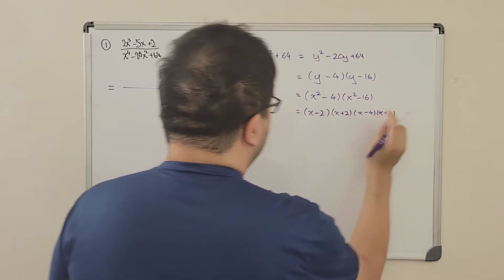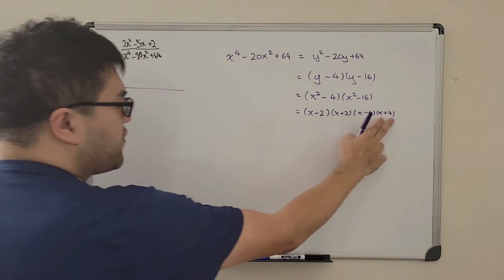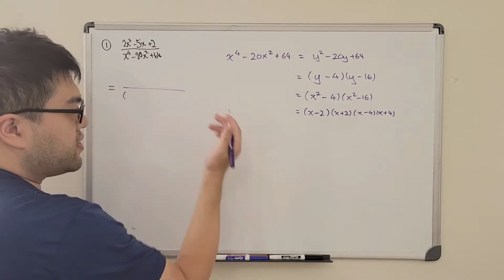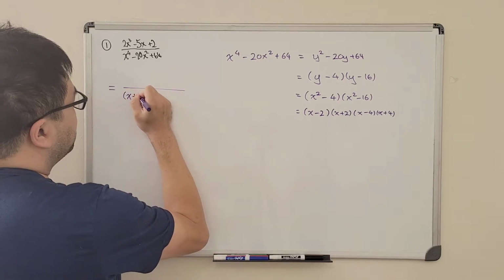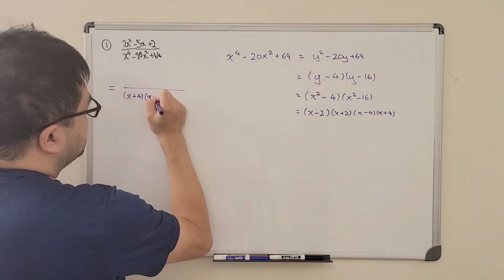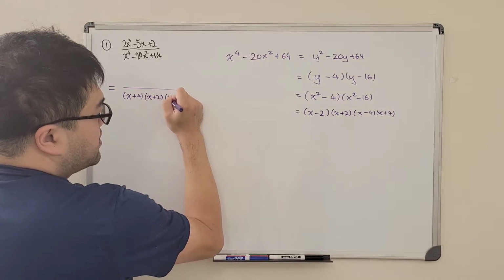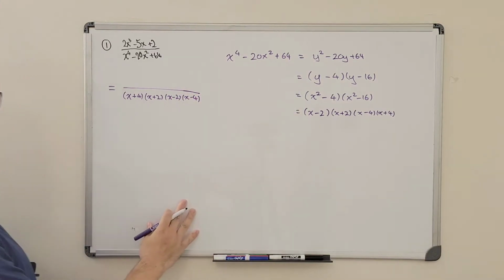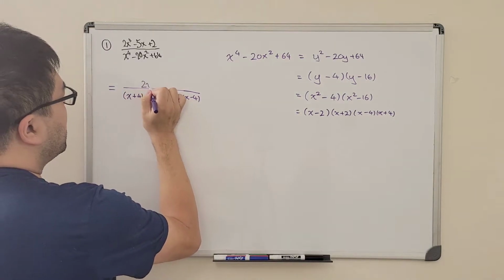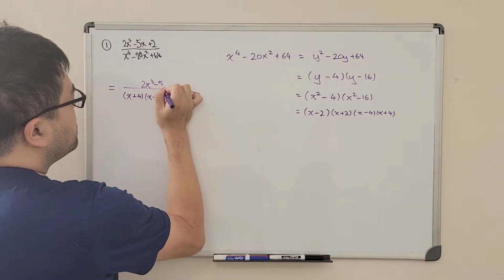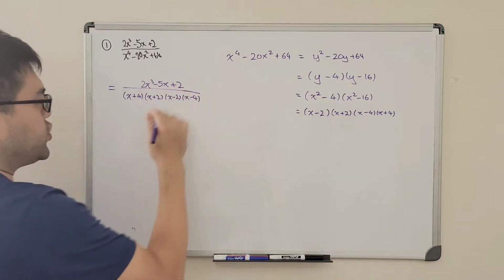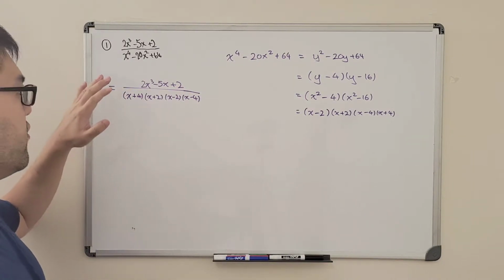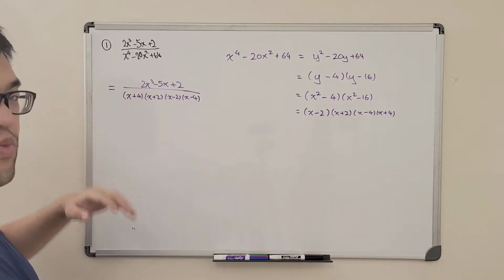Now I'm going to rearrange the order of the factors so that we write them in increasing order: x plus 4 times x plus 2 times x minus 2 times x minus 4, like this. Then for the numerator part, since we're trying to use the residue method to find the partial fractions, we don't have to factor out anything in the numerator at all.